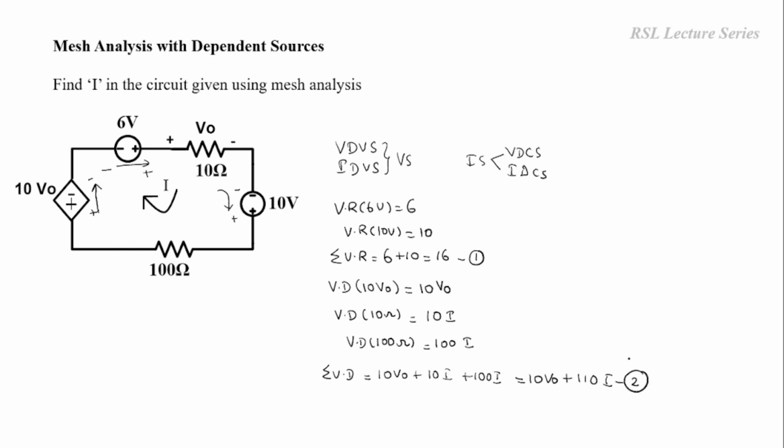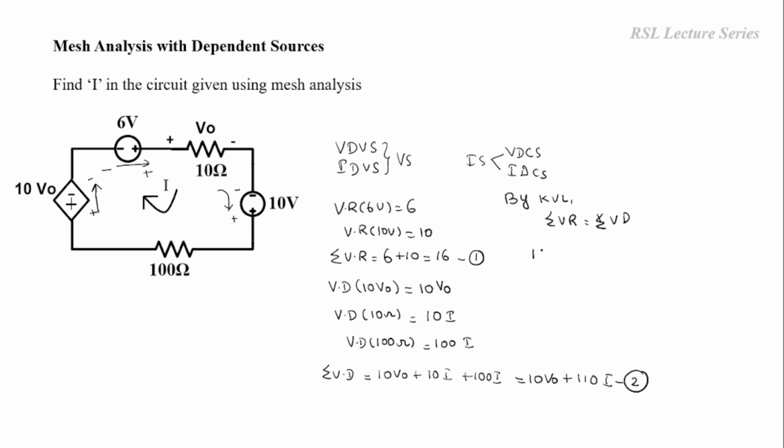Now we have written the voltage rise as well as the voltage drop. Now we have to equate these two to get the Kirchhoff's voltage law equation. By Kirchhoff's voltage law, we already know that the sum of the voltage rises is equal to the sum of the voltage drops in a closed circuit, or the sum of the voltage drops is equal to the sum of the voltage rises.